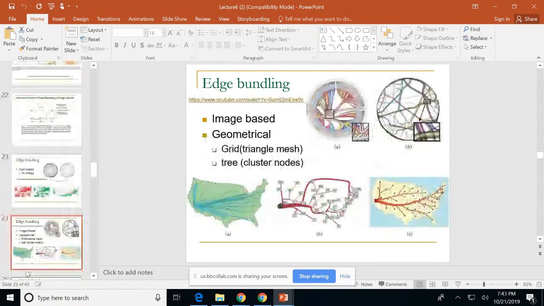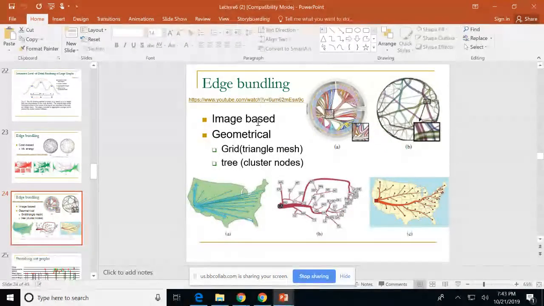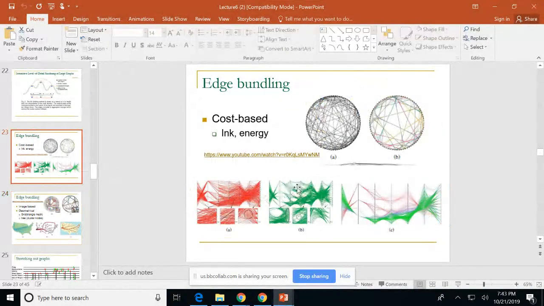And there's a few more here based on images. So they do plain image processing, or they're based on geometry, going to 3D geometry. They have a grid geometry, or they look like a tree. So there's more than one way to do it, and I just want to show you some of these techniques.